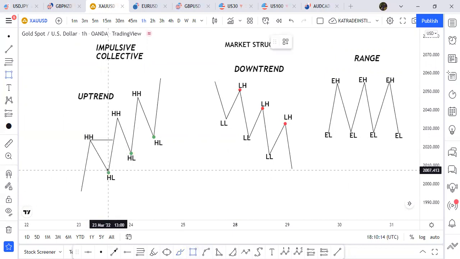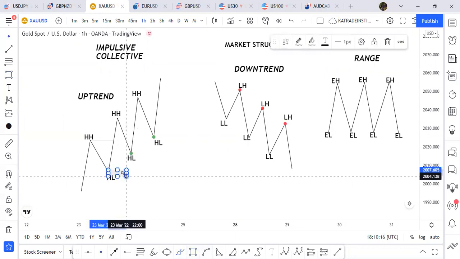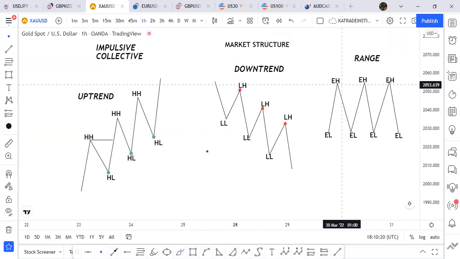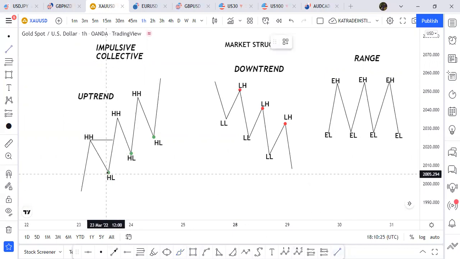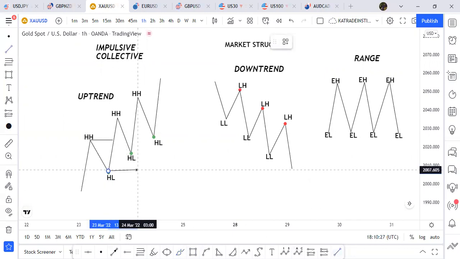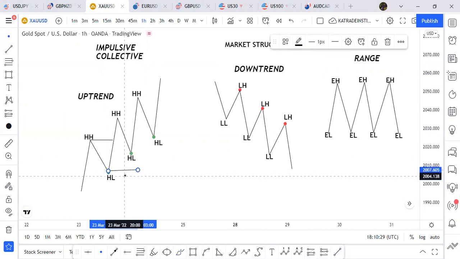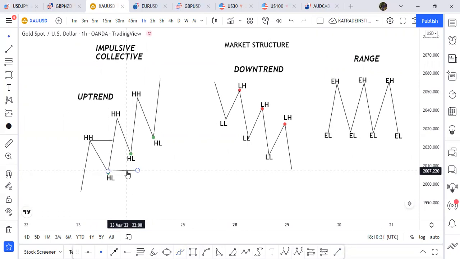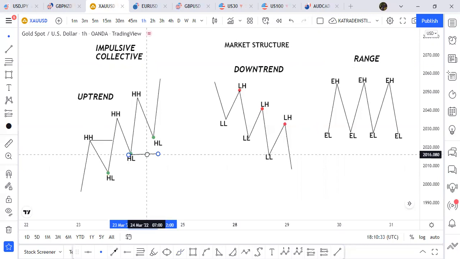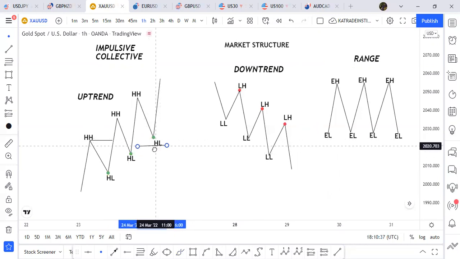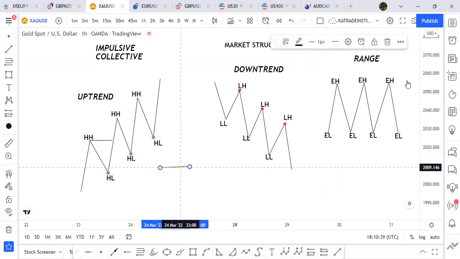These lows here are always going to be respected. We are not going to get a breakout from this low here. If price continues pushing to the upside, these lows being created here are not going to get invalidated. We are going to keep getting higher lows until price comes back.